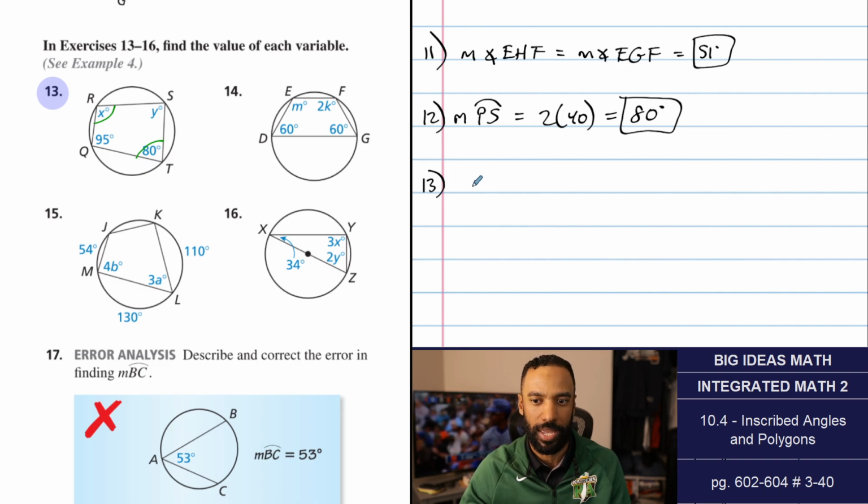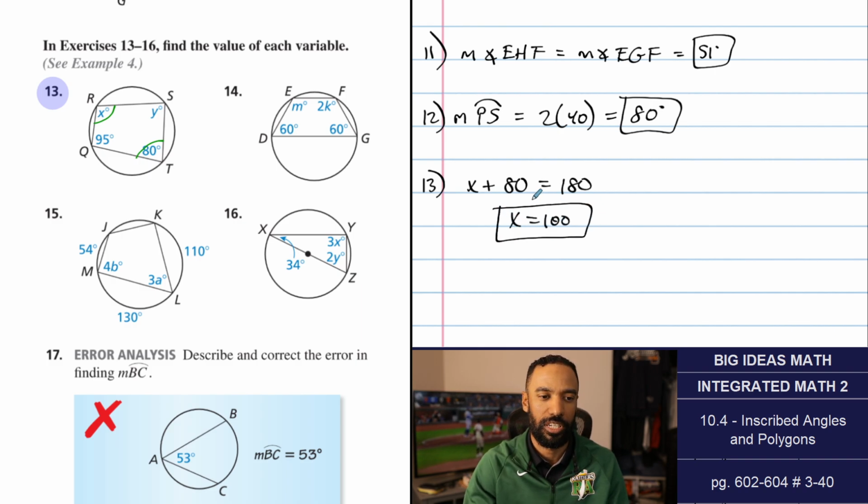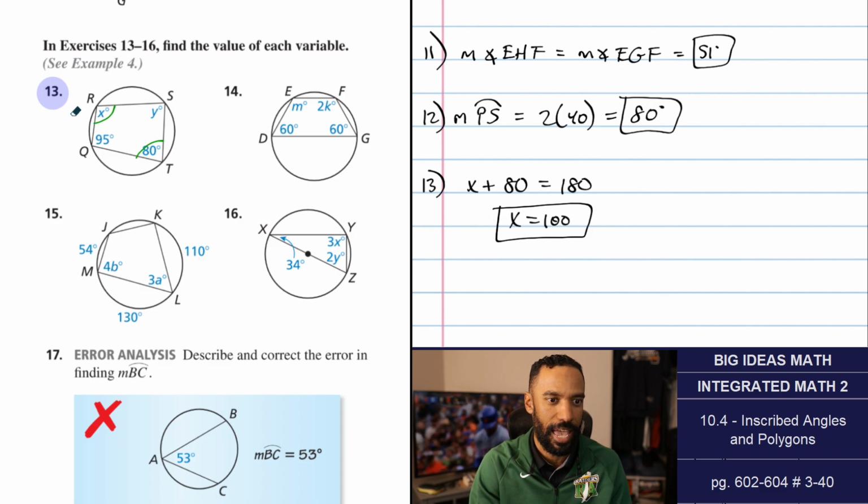So what I marked in green, the x and the 80, are opposite each other, but they will add to 180 degrees. They will be supplementary. So x will be 100. And I'm not putting degrees because it shows the degrees there on the x portion anyway, so we're good.